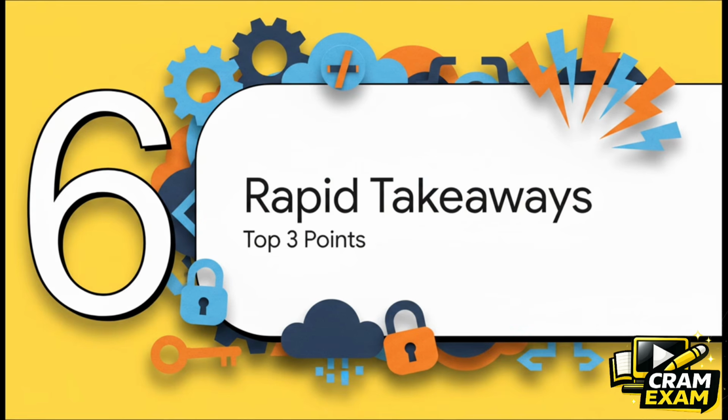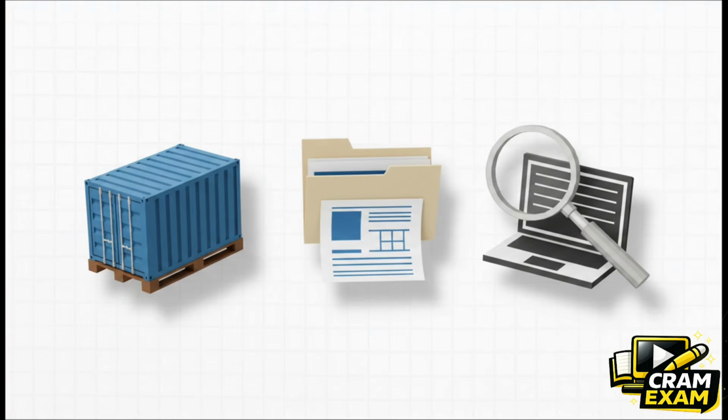Section 6. 3 rapid takeaways. Let's lock this down. Takeaway number 1. AWS CodeBuild uses temporary container environments to install dependencies, run tests, and generate a final deployable artifact. Takeaway number 2. Your instructions absolutely must be defined in a buildspec.yaml file located at the exact root of your repository, or the build will immediately fail.